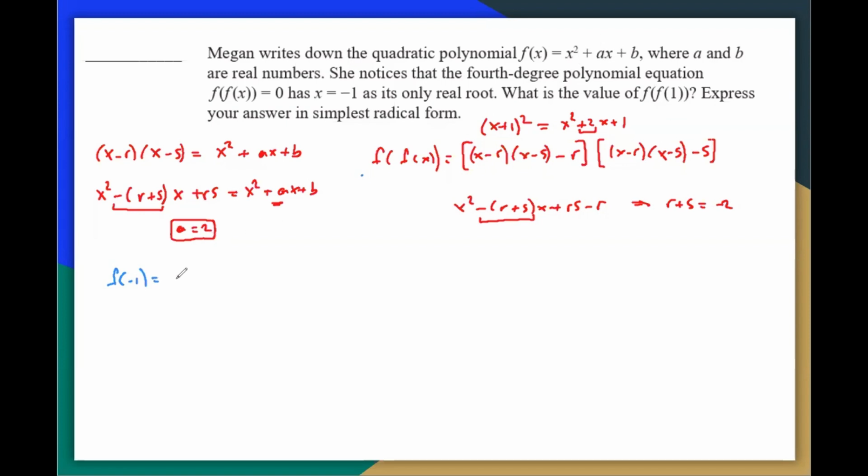A is 2, so that will be 2 times -1. So that's going to be b minus 3. Let's double check actually. If a, actually no, this is 1. -1 squared is 1, and then you get a times x, which is -2, and then plus b, which is b minus 1.